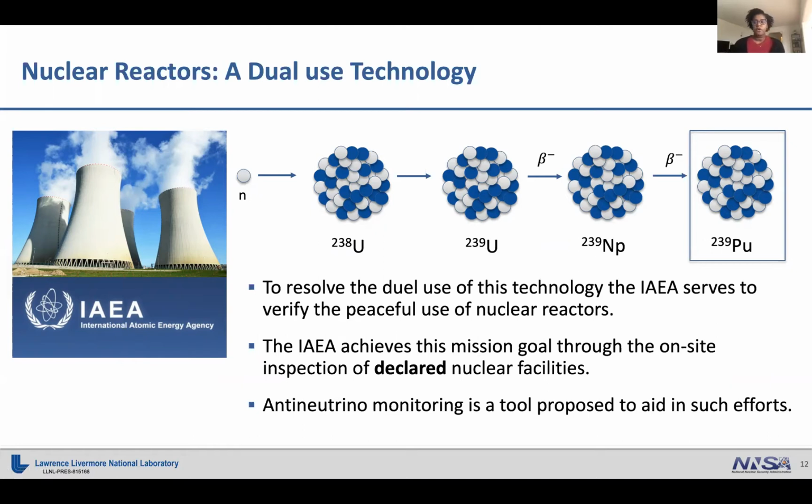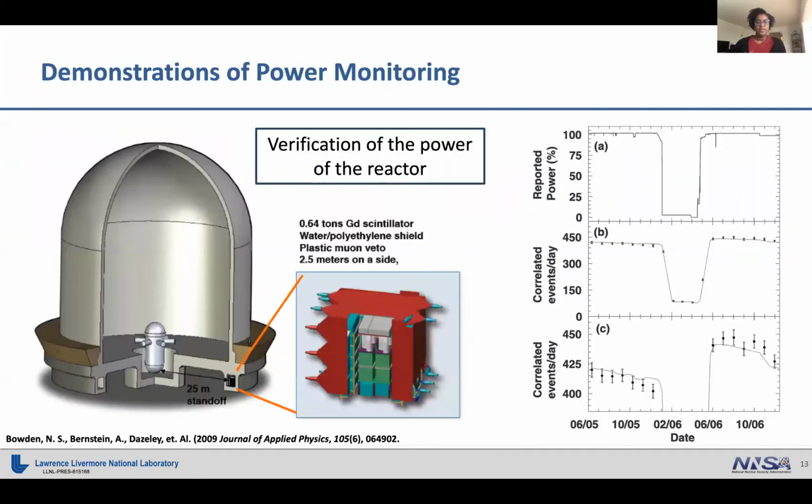And as I showed before, there's information that you can understand about what's going on in the nuclear reactor based off of the fissile fraction or the fissile quantity, and what we then see in the antineutrino spectra. And so others, and I have proposed antineutrino monitoring as a tool to help in the IAEA's missions, or nuclear monitoring missions. And there have been some demonstrations of this technology in the past. The first one is called the SONGS detector. The SONGS detector was deployed at the San Onofre site in California.